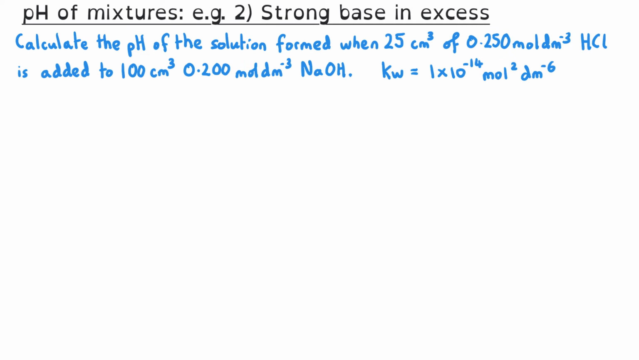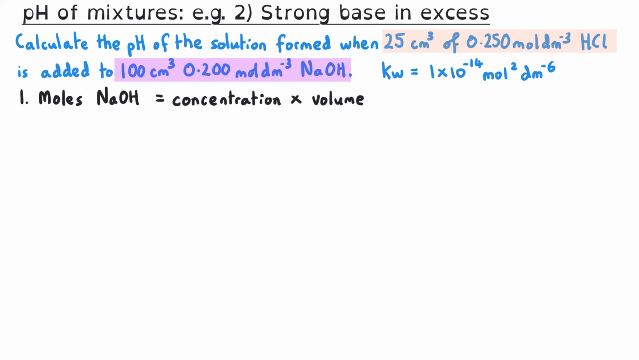Calculate the pH of the solution formed when 25 cm³ of 0.25 mol/dm³ hydrochloric acid is added to 100 cm³ of 0.2 mol/dm³ sodium hydroxide. First of all, calculate the moles of sodium hydroxide by taking the concentration, 0.2, and multiplying it by the volume, 0.1. That gets us 0.02 moles of sodium hydroxide and the same moles of hydroxide ions.